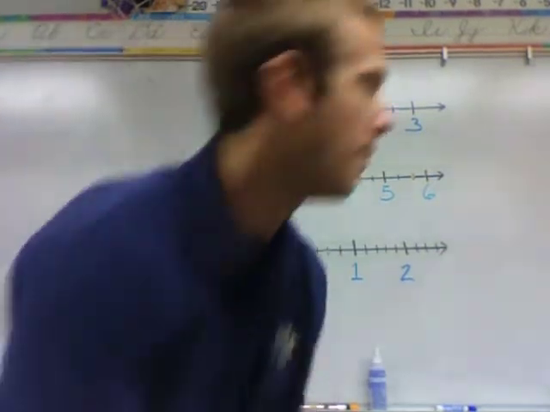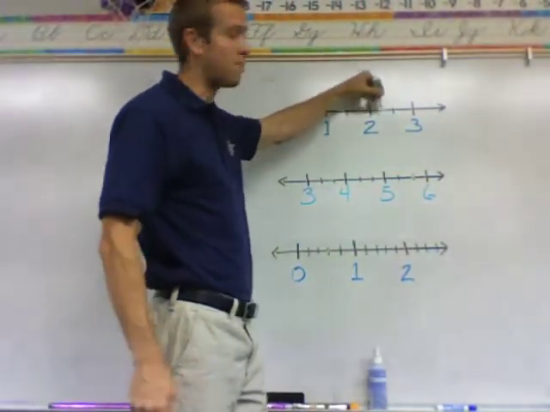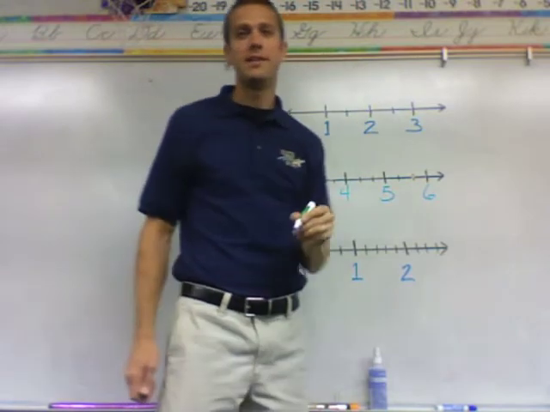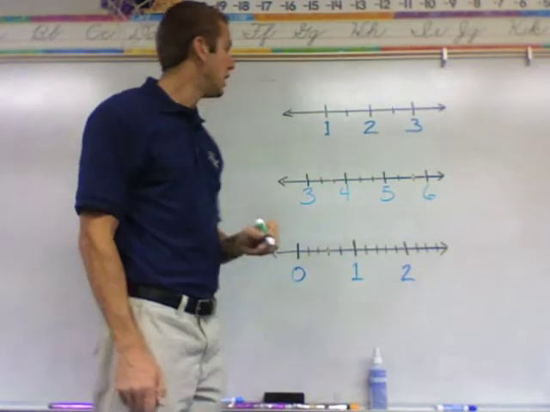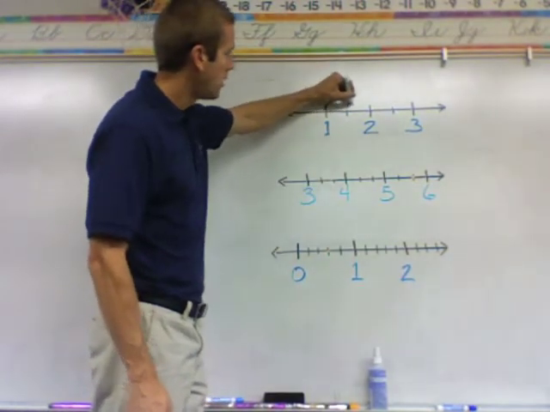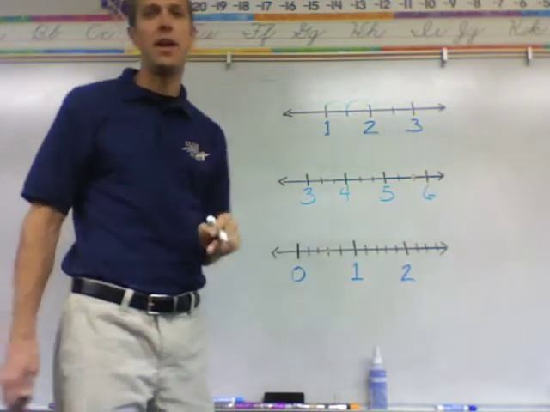Let's review that. Remember this? Each dash that goes down is a tick mark, and each space in between each tick mark is a unit segment. Okay? So from 1 to 2, there are 2 unit segments. That's going to become key later.